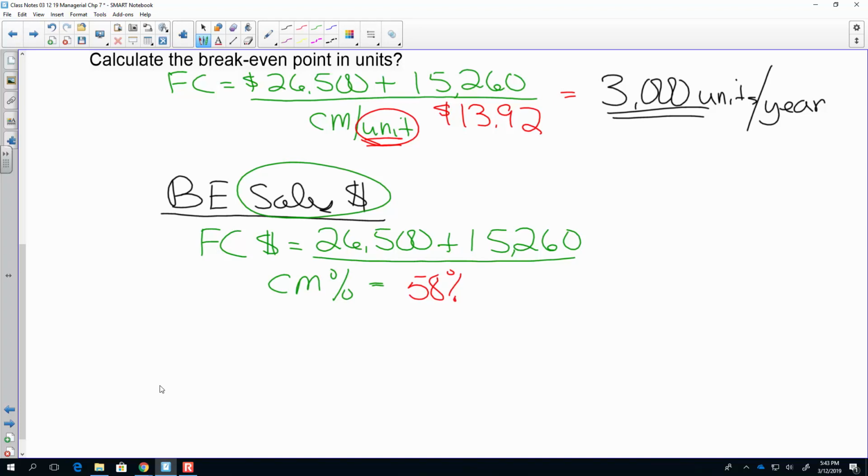Chapter 7 is a lot of definitions, making sure you understand the ratios and what's in them. So if I take this fixed cost and divide it by 58%, what do I get? 72,000, in dollars, not units at this point. You can get this number also by multiplying the break-even point in units by the selling price, which was 24. You get the same answer. So you can do it either way. Sometimes you'll have the tools to do it either way, and sometimes you have to use one method or the other, because you won't have enough information to do it both ways.